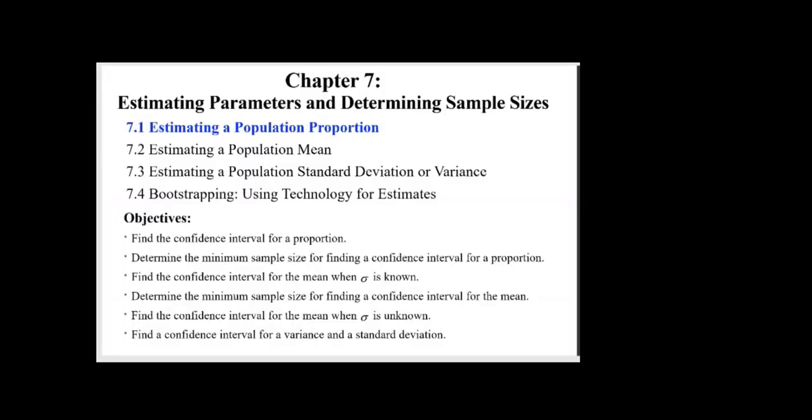The new topic is dealing with estimating parameters and determining sample sizes. And the very first topic of that would be dealing with population proportion. So we are going to cover estimating a population proportion, estimating a population mean, standard deviation, or variance.